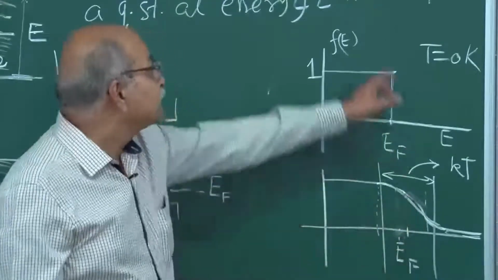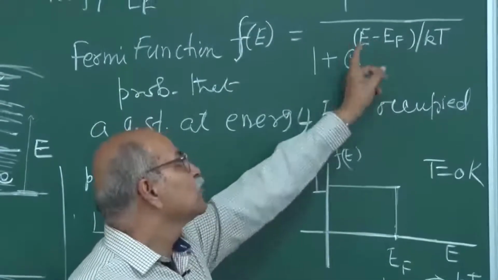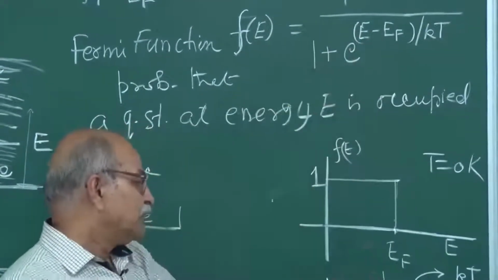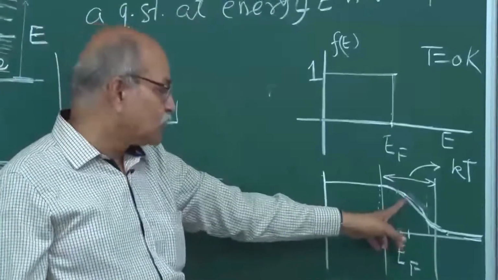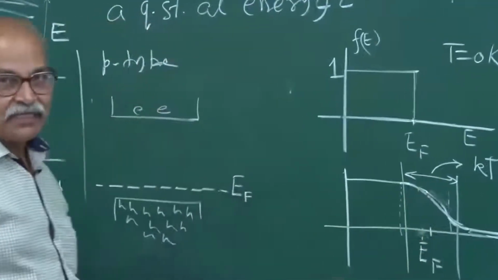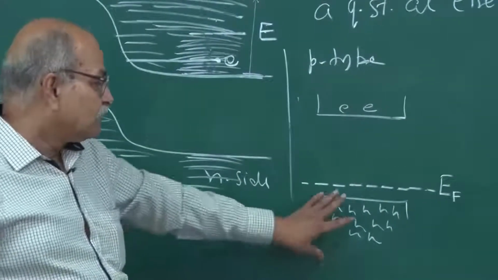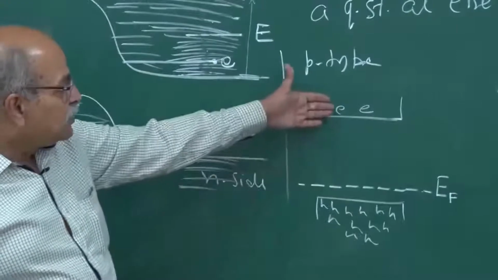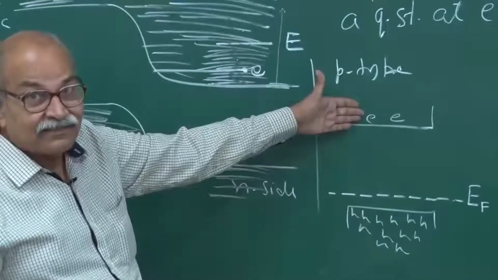Right at EF, if you put E equal to EF, then you get e to the power 0, which is 1, so 1 by 2. So if you are right here, the probability is half, and if you are close to it, the probability is not half, but still a sizable probability. So lots of holes are here. Very few electrons are there, even fewer than in the intrinsic case.